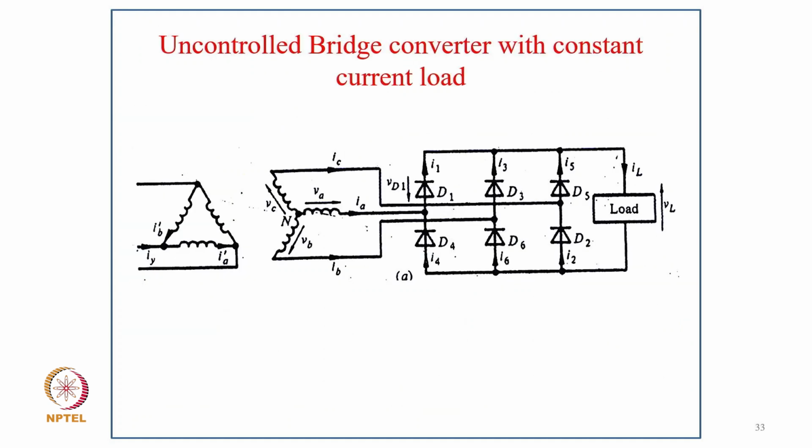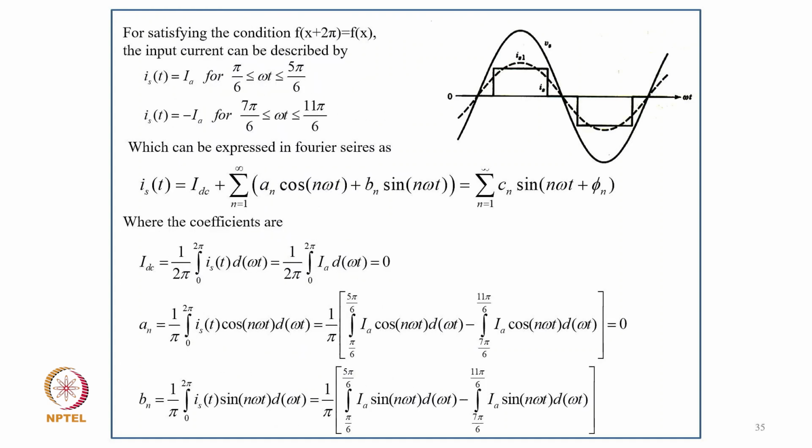And coming to the uncontrolled bridge converter with constant load current. These are the typical waveforms: the phase voltage, then your output voltage, then the current of the devices, then the line current of the transformer, then the diode voltage. So coming to the analysis, as you can see in the waveform, the line voltage, the phase voltage, phase current, and then the fundamental of this.